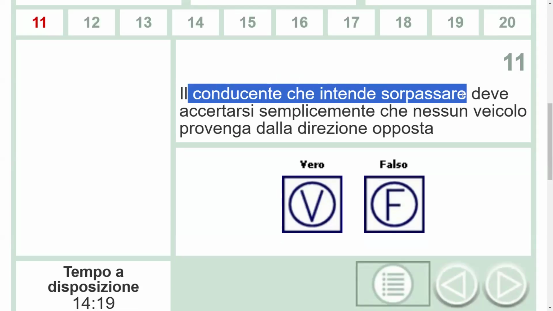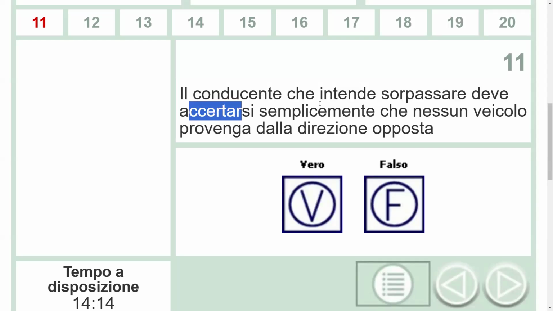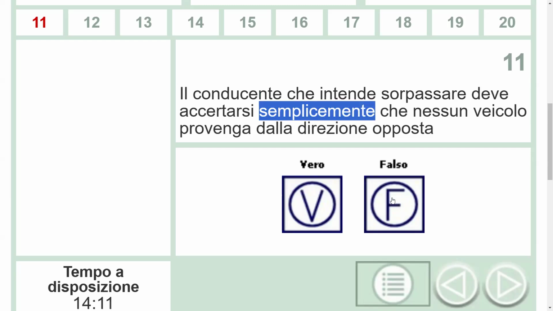Il conducente che intende sorpassare, the driver who intends to overtake, deve accertarsi, he must ensure, semplicemente. Please take a screenshot: semplicemente will always be falso, because he's saying he must do just one thing. He must do thousands of things. Before overtaking, you must consider thousands of things, not just one thing. And that's why he's saying what the sentence says now: the driver who wants to overtake must only ensure that there is no vehicle coming from the opposite direction. That is one of the problems. There are 10,000 problems besides that.